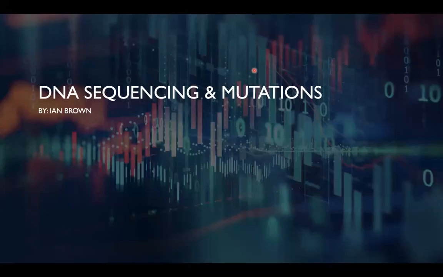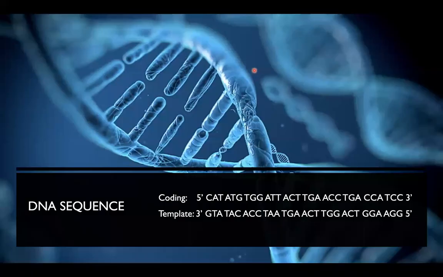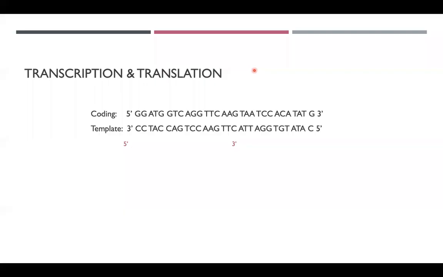DNA sequencing and mutations. Listed here is the DNA sequence we'll be utilizing in order to help us observe the workings of transcription and translation, as well as various point mutations. Transcription and translation both occur anti-parallel to the template strand of DNA, so from the 5' to 3'.